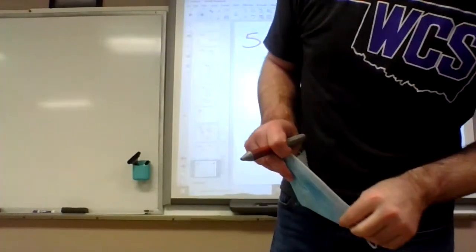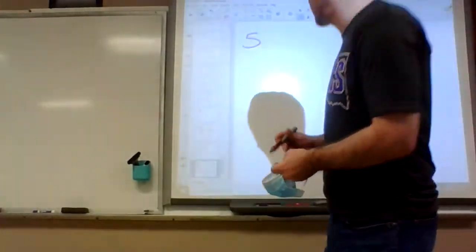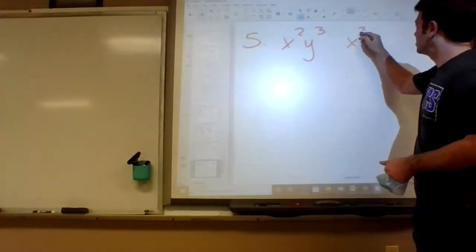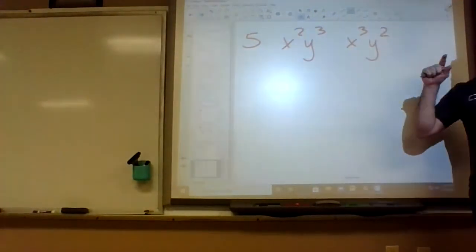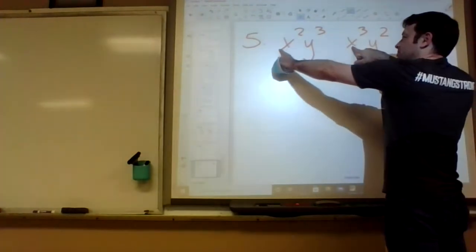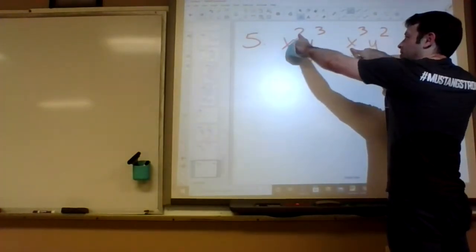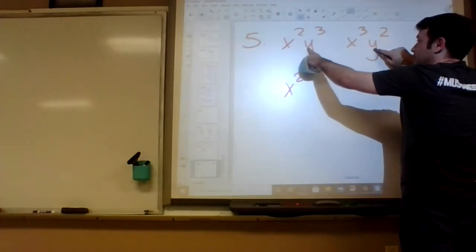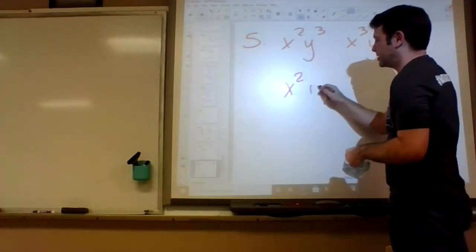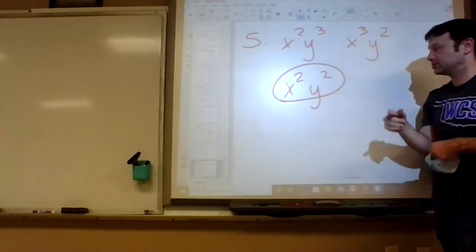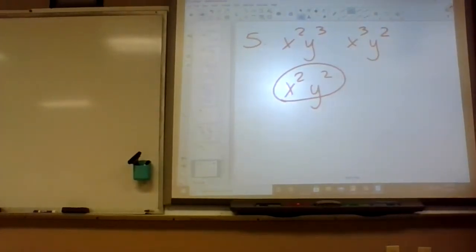Number 5, x squared y cubed and x cubed y squared. Okay, so here's the question again. For the greatest common factor, what's the least of my x's? 3 and 2. X squared, so I'm going to use that. What's the least of my y's? Y squared. So I'm going to use that. You can multiply this by something to get both of these. It's the biggest thing that can go into both.